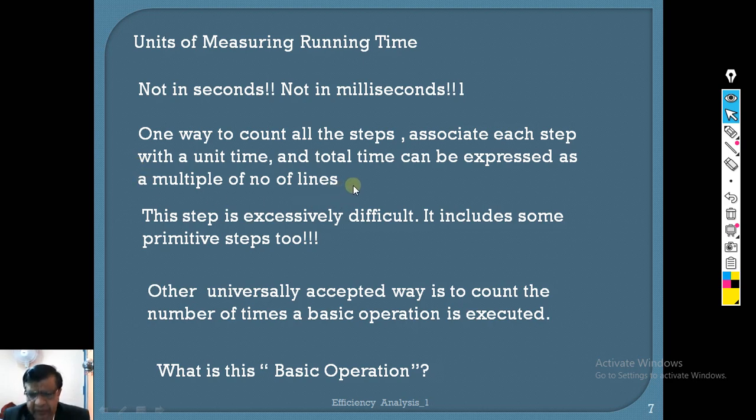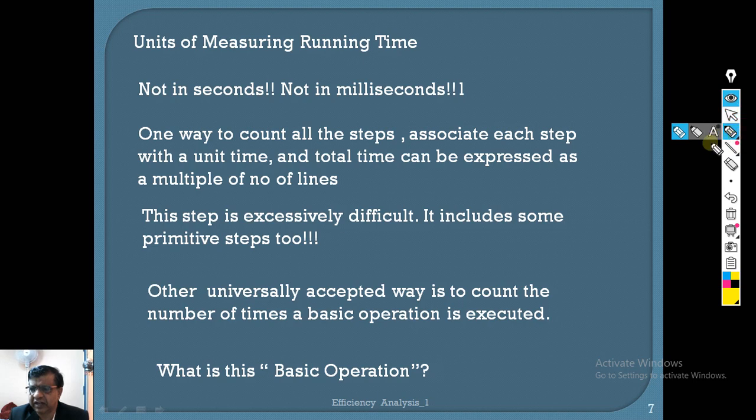And it may so happen that if the coding line is input, it all depends upon the user. It all depends upon the algorithmist himself. Because if he takes time to input, it cannot be considered as a running time of the algorithm. And there may be delays possible. Therefore this step will become excessively difficult. It includes some primitive steps too. Therefore, it is essential that we should consider a basic operation.